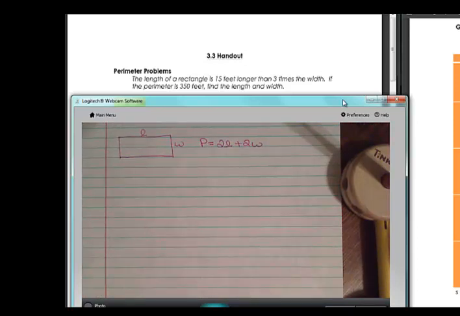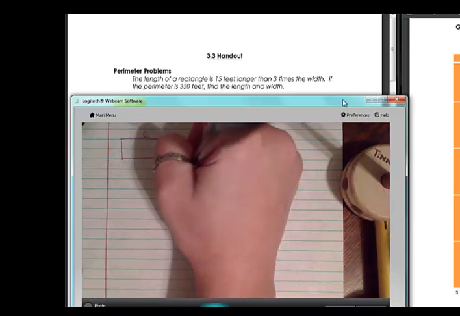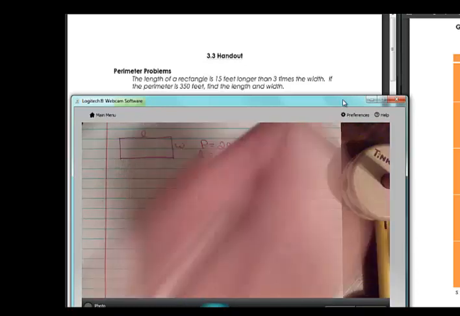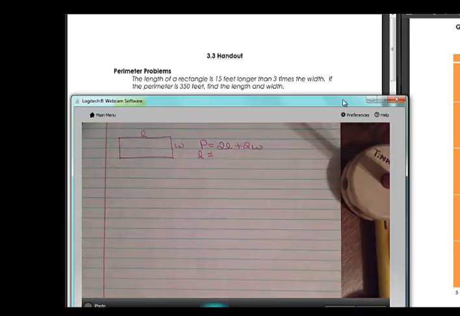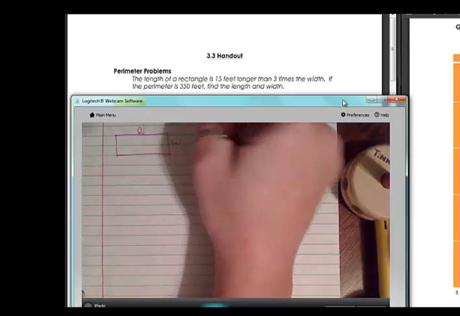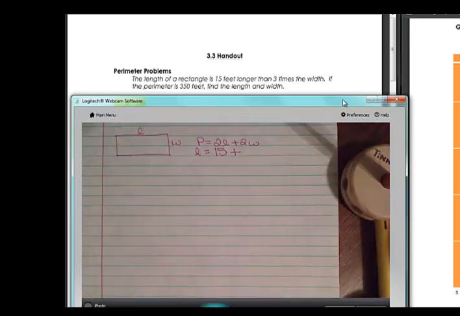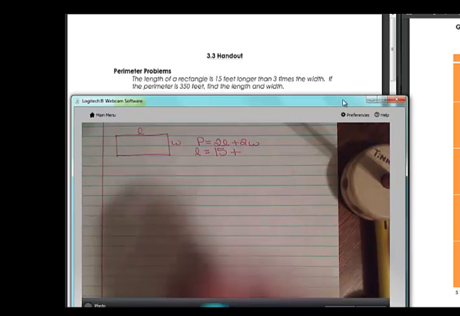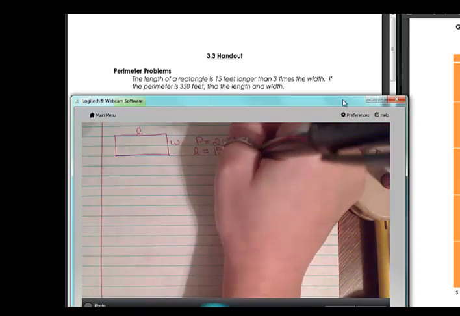And then from our problem, it says the length of a rectangle is, and if you remember how to dissect word problems, anytime there's an "is," that's an equal sign. So we know that the length is 15 feet longer than something else, and our something else is 3 times the width. So that would be 3W.